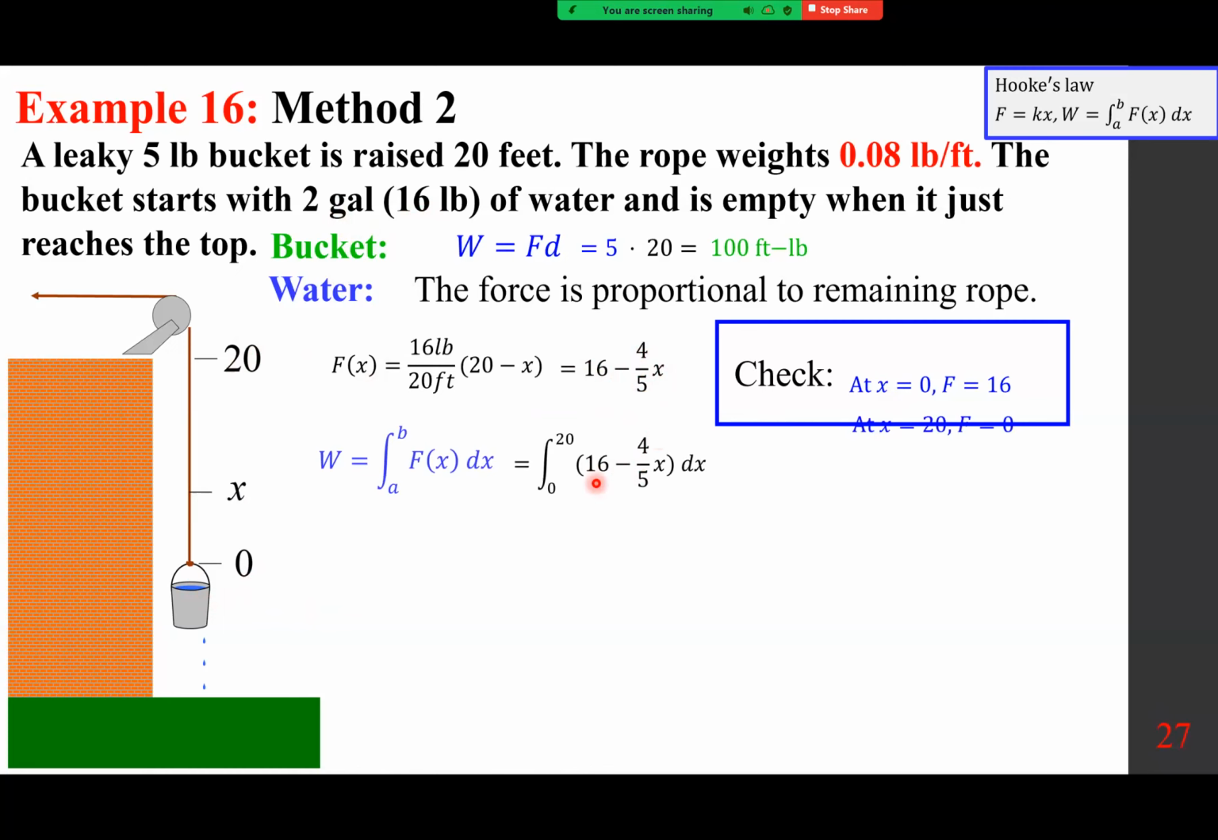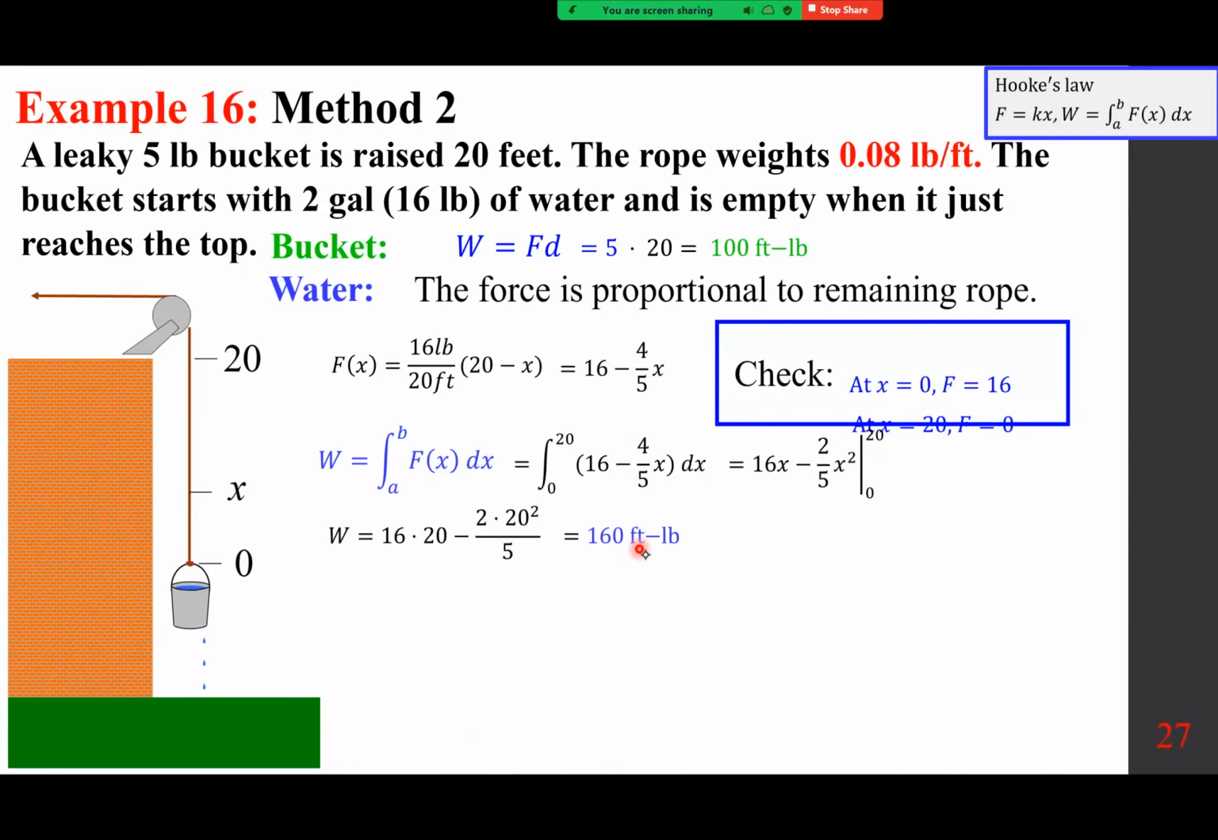So this is 16x minus 4/5 times half of x squared, which makes it minus 2/5 x squared, from 0 to 20. You plug in 20, you do the math, and you get the same value of 160 foot-pounds.